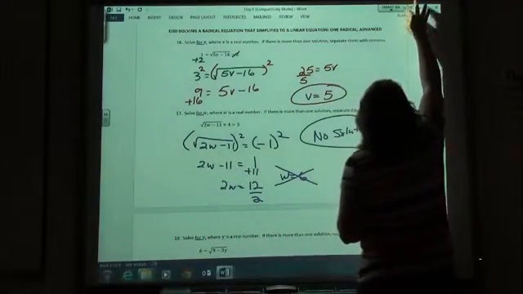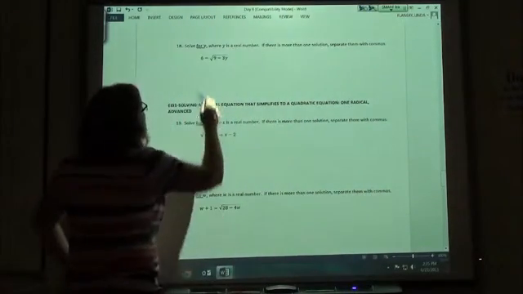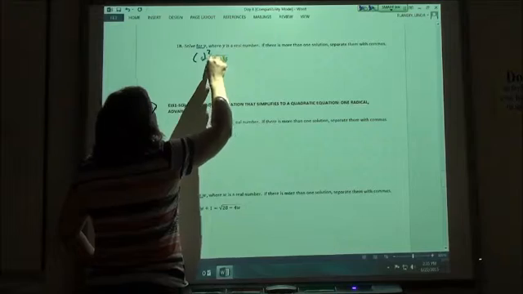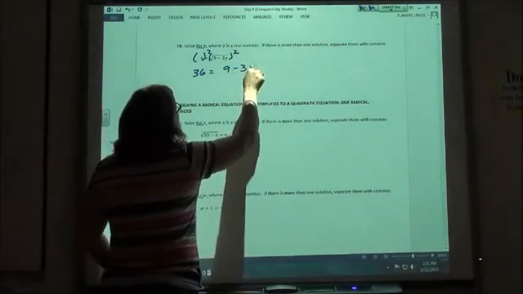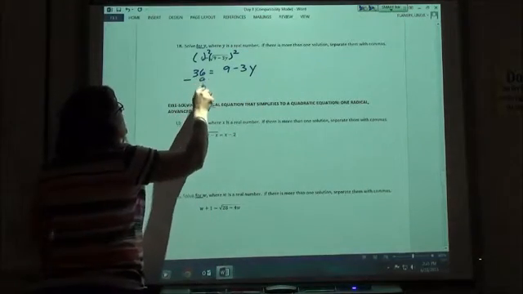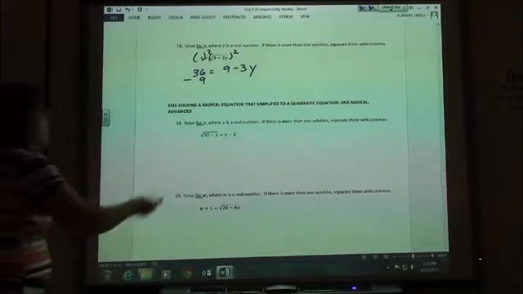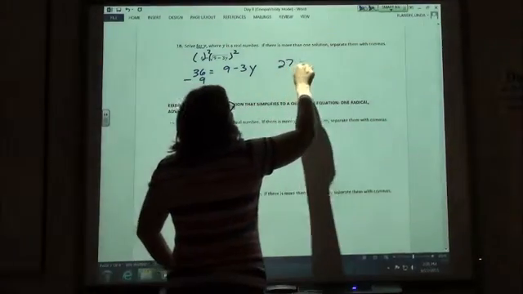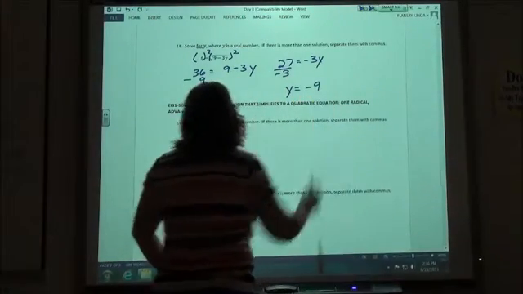Number 18. So number 18, on this one, the square root is already by itself, so we just have to square both sides. 6 squared is 36 equals 9 minus 3y. Then I'm going to subtract my 9. So 36 minus 9 would be 27. 27 equals negative 3y. And divide by negative 3, so y equals negative 9.